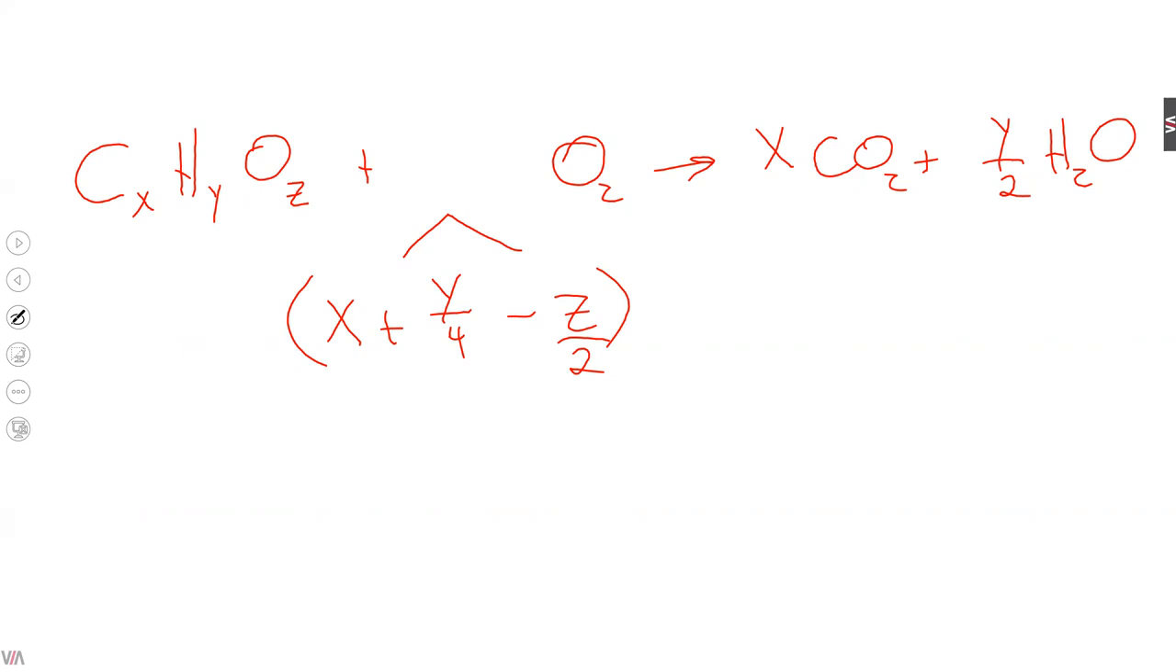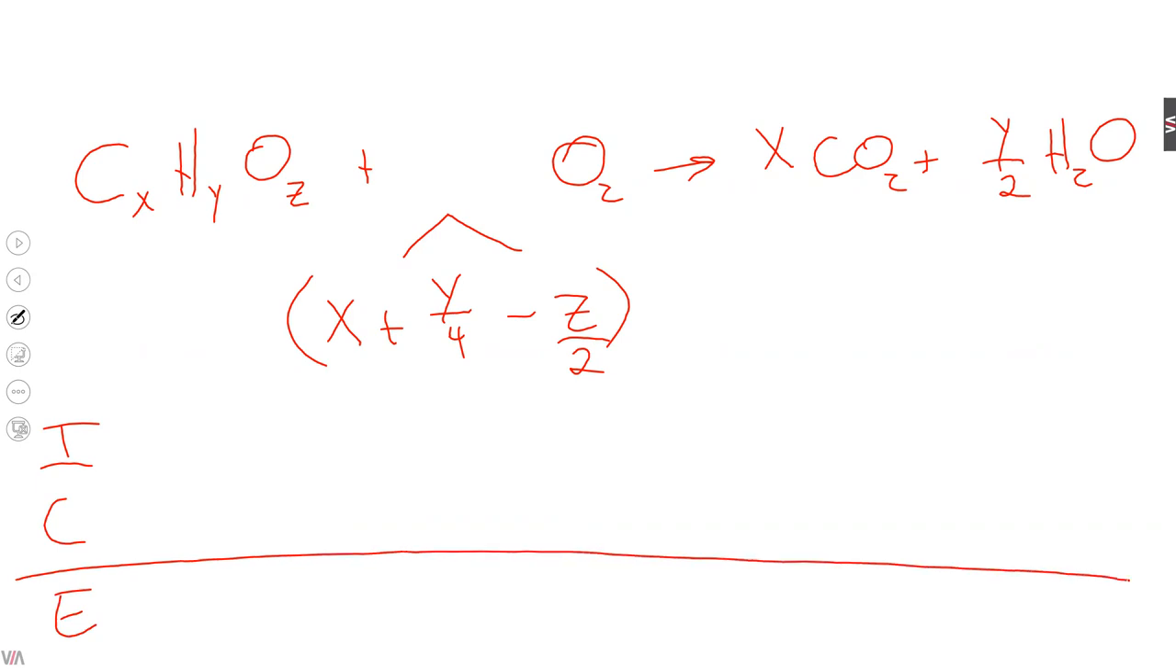Now, why was this interesting or useful? Well, if we can have a general solution based on X, Y, and Z, that means if we can actually write an ice table for this now that it's balanced, it's going to be a really painful solution for these. It's not going to be minus 2X or plus 2X, right? It's going to be, you know, your starting amount of oxygen minus X plus Y over 4 minus Z over 2 times your change. But we can solve this.